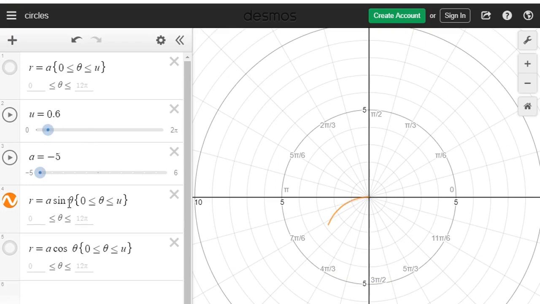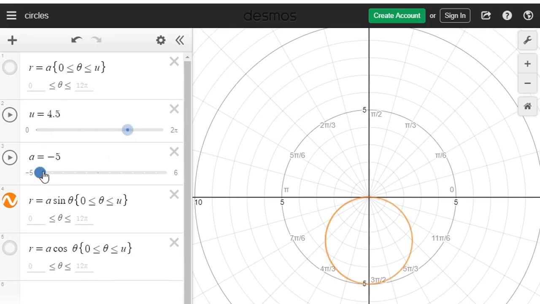So since sine of, let's say, pi over 6 would be over here, it's going to map it in the opposite direction because of negative 5 times the sine of pi over 6. Sine of pi over 6 is 1/2. That should mean that we end up at negative 2.5 when I have sine of pi over 6.